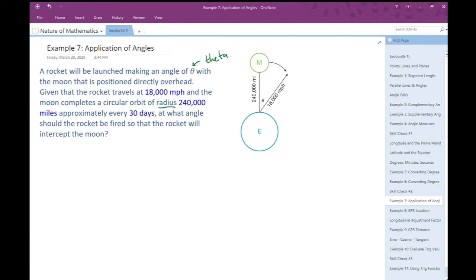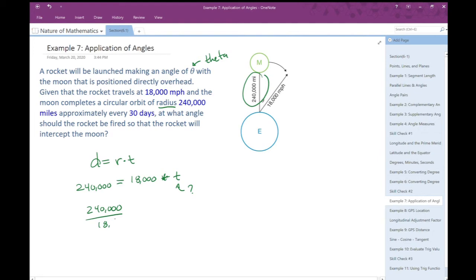Okay, so one of the first things we have to do is say, how long is it going to take this rocket to travel the radius here? So distance equals rate times time. The distance is 240,000 miles. The rate is 18,000 miles per hour, and the time is what we want to figure out. So 240,000 divided by 18,000 equals time. Let's go to our calculator. And time is going to be approximately 13.33 hours.